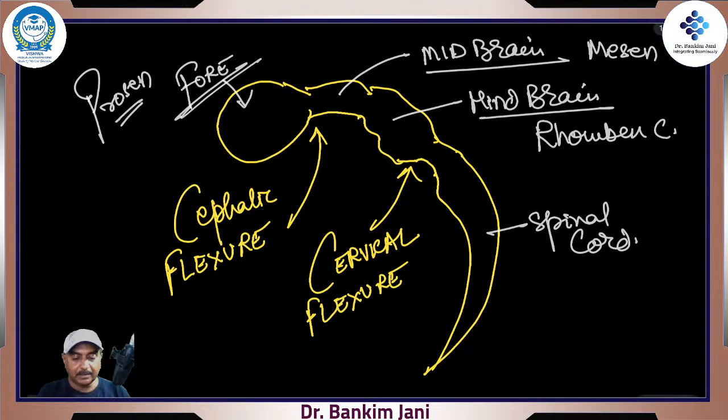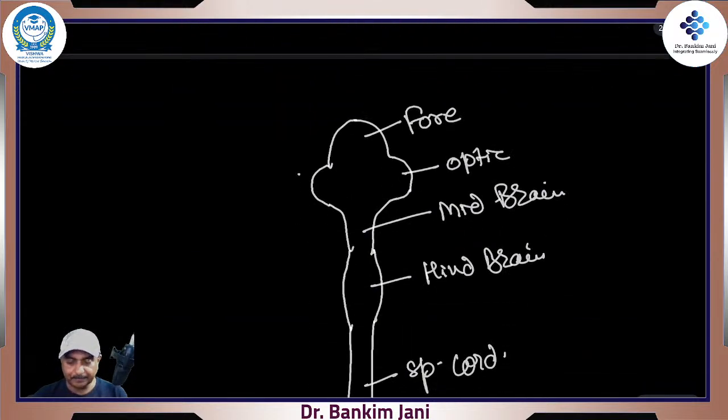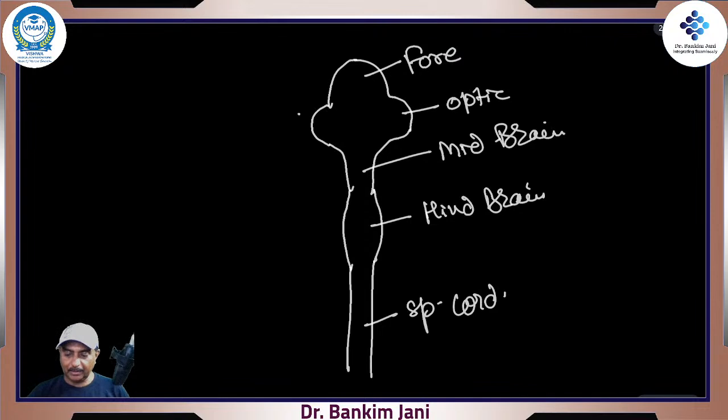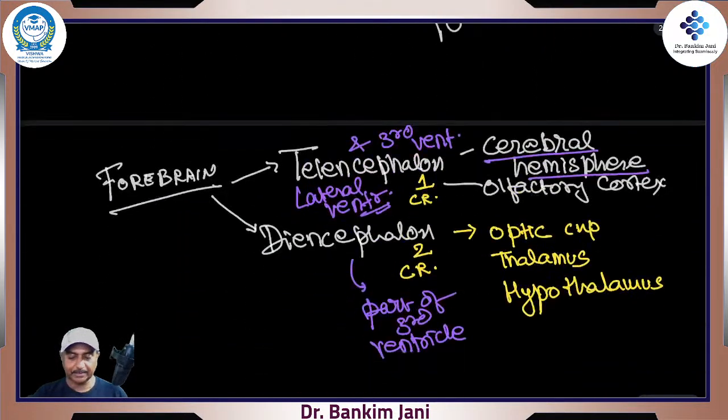Here it is, the forebrain, midbrain, hindbrain: forebrain prosencephalon, mesencephalon, and rhombencephalon. There are two flexures, that is two turns, right? Cephalic flexure and the cervical flexure. For the further divisions, right, it is where we see that hypothalamic sulcus and forebrain, and that one is optic. Here we discussed cranial nuclei, motor, sensory, and mixed, right? 3, 4, 6, 11, 12, they are motor, 1 to 8 sensory, mixed 5, 7, 9, 10.